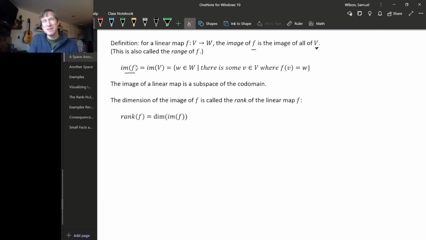Of course, the image of this linear map F is the same thing as the image under F of the entire space V, which is just everything in W that gets hit by something from V. And because of what we just proved about the image of a subspace being a subspace, the image of the map is a subspace of the codomain. V is a subspace of itself, so the image of V has to be a subspace of W. And we will call the dimension of this image the rank of a linear map. So the rank of F is just the dimension of the image of F.